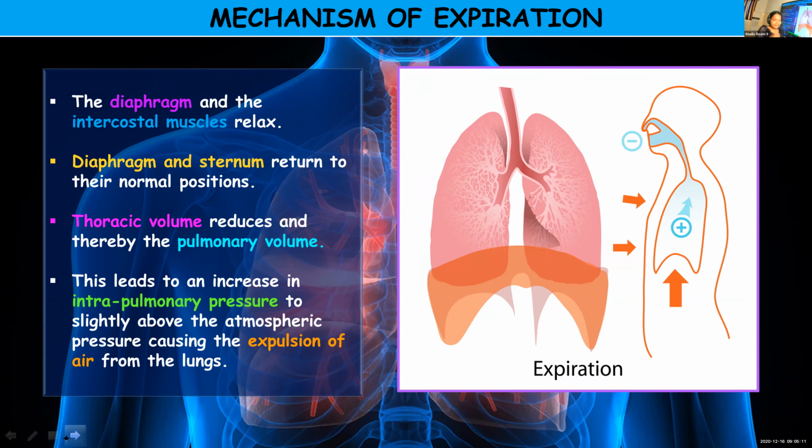Okay. Once again, the diaphragm and external intercostal muscles will relax, which will bring the diaphragm, sternum, and even ribs back to their normal position. As a result, the thoracic volume will reduce, which will in turn reduce the volume of the pulmonary cavity. When the volume decreases, pressure increases above the atmospheric pressure, which will result in the expulsion of air from our lungs. And that is how expiration takes place.